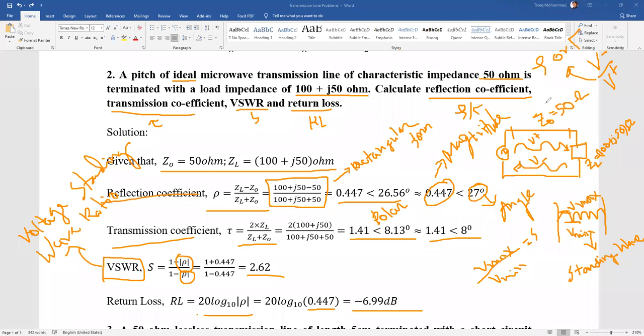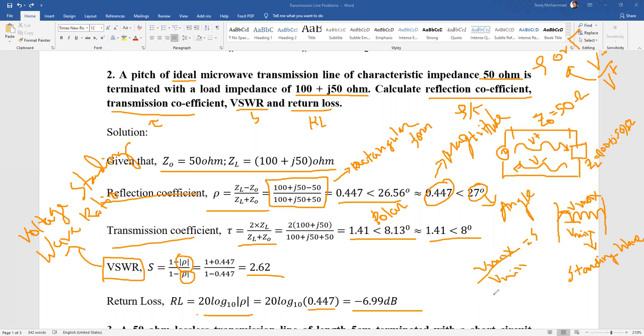And the voltage standing wave ratio can be represented by S, where the formula is V max by V min. But if we modify it, then we'll get 1 plus absolute value of rho divided by 1 minus absolute value of rho. Here, the absolute value means we are taking the magnitude of the reflection coefficient. Okay, so if we put the values in the formulas, then we'll get the result. Now you clear on VSWR?